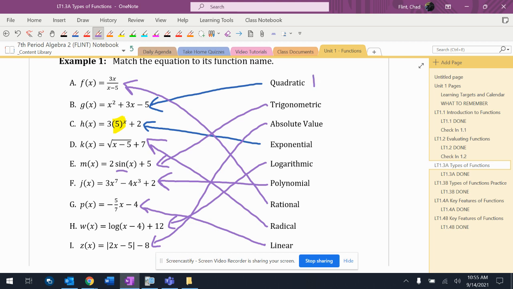And then that leaves the polynomial as the one with a bunch of different terms with a bunch of different exponents. So quadratic ended up being B. Trigonometric was E. Absolute value was I. Exponential was C. Logarithmic was H. Polynomial was F. Rational was A. Radical was D, and linear was G. That's what I ended up with.